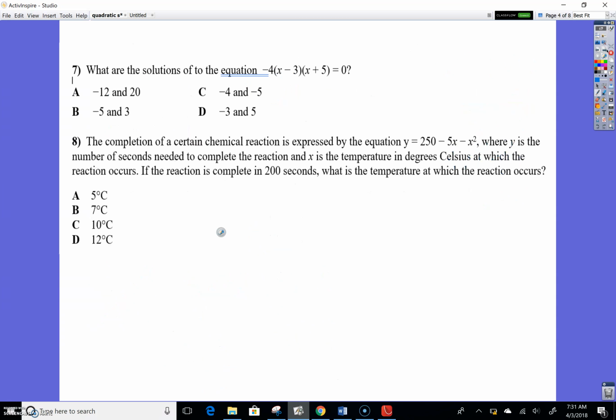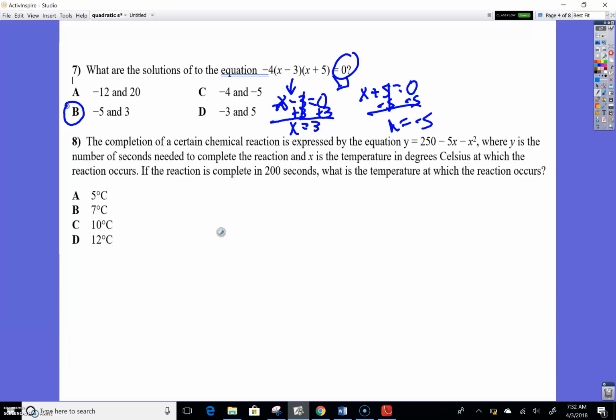Number 7. What are the solutions? Again, this is already factored for you. It's already equal to 0. So I'm going to just say x minus 3 equal to 0 and x plus 5 equal to 0. Minus 5, minus 5, so x equals negative 5. Plus 3, plus 3, x is equal to 3. So our answer is going to be 3 and negative 5. Again, all of these questions have been asking for solutions, and we've figured out different ways to find solutions.